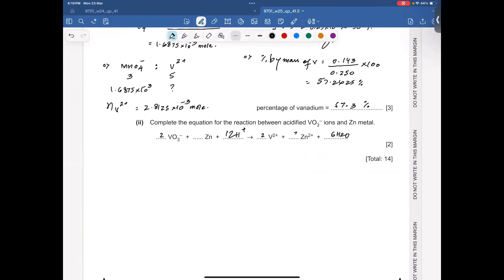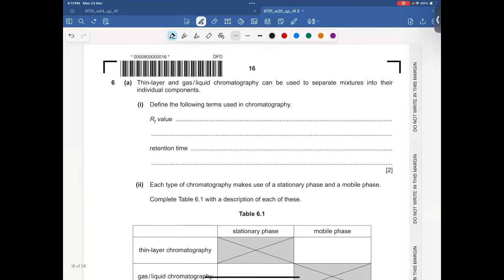So I'm gonna put 3 here and 3 here. Okay. I hope it makes sense to you. That's the end of this equation. Okay. That's the end of this question also. Let's move on to the next one.